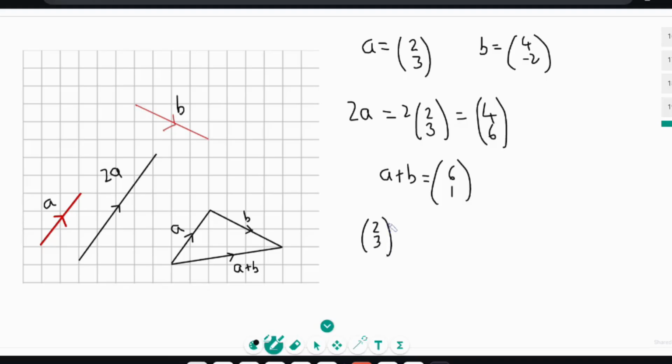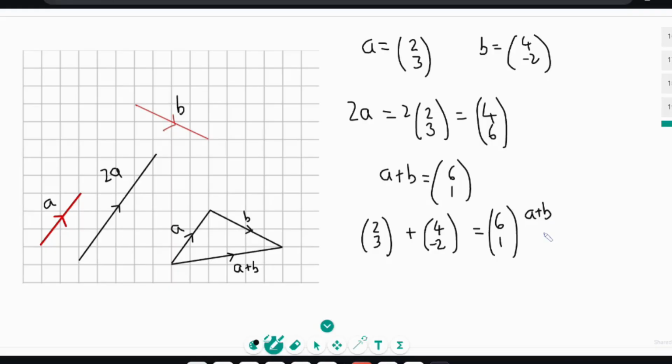Well, let's have a look at how we could use our column vectors to work that out. So A is (2, 3). B is (4, -2). You see, if you just add the top numbers, 2 plus 4 is 6. Add the bottom numbers, 3 add minus 2 is 1. So we do get our resultant vector A plus B.